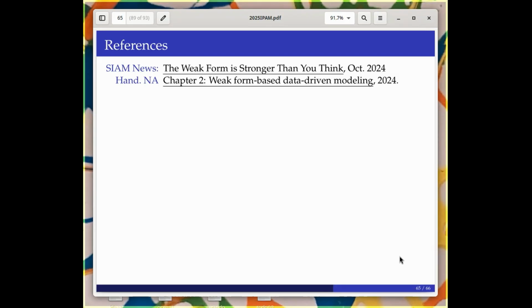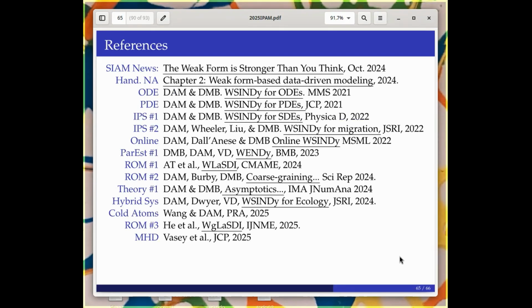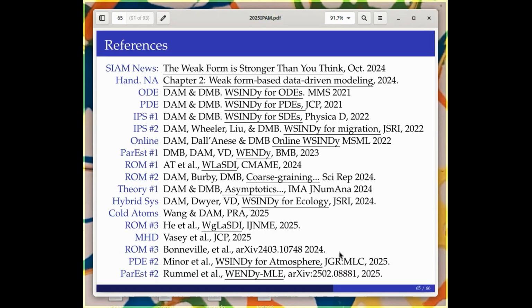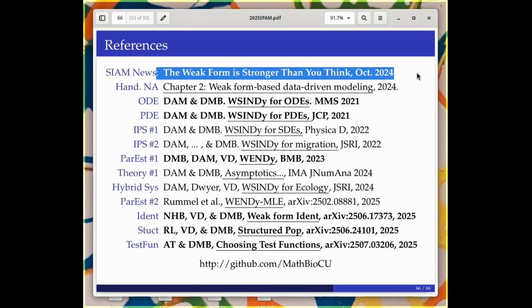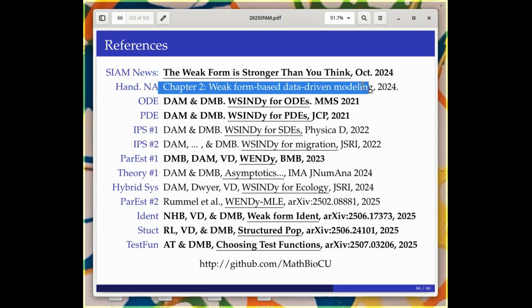That's why we're kind of excited, because there's this consensus that looking at the weak form is really quite helpful for dealing with real data. From our point of view, we've been looking at this from an applied math and math biology angle, and even in some plasma physics examples. If you're looking at getting into this, the SciM News article is really the best overview to start, and then the handbook is the technical introduction.